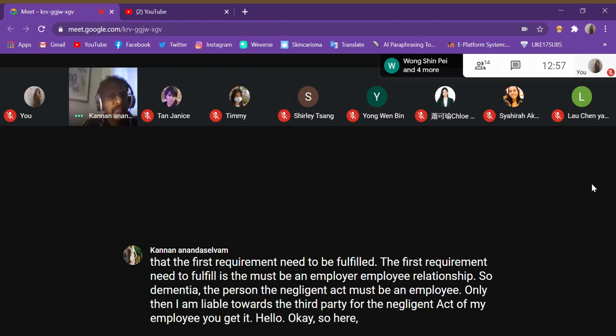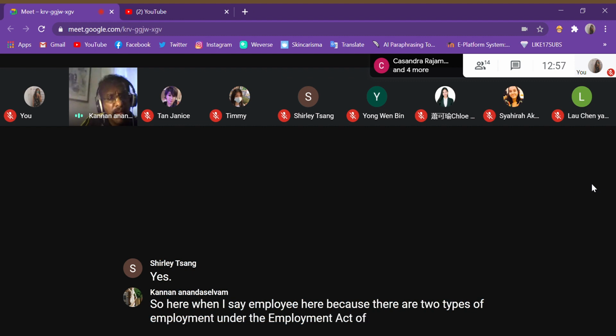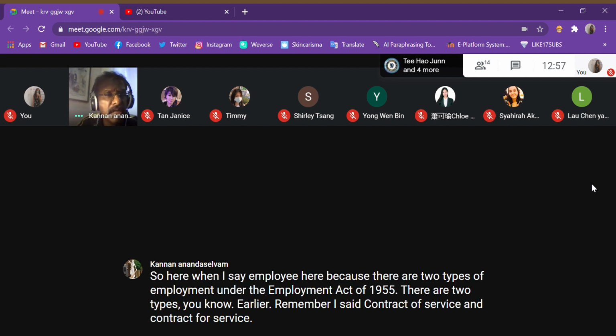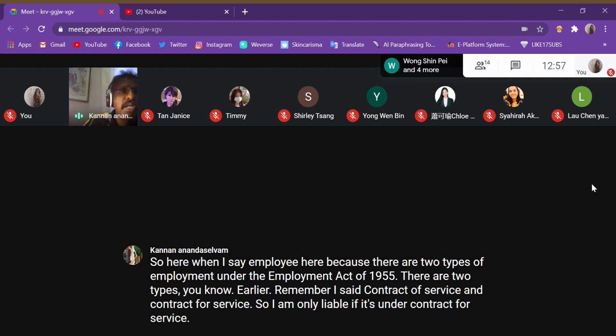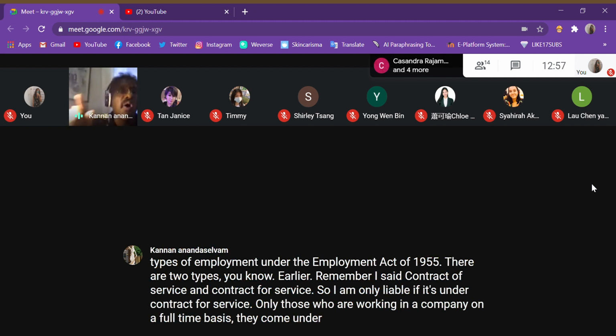When I say employee, there are two types of employment under the Employment Act of 1955. Earlier, remember I said contract of service and contract for service. I am only liable if it's under contract of service. Only those who are working in a company on a full-time basis come under contract of service. What do you mean by contract of service?